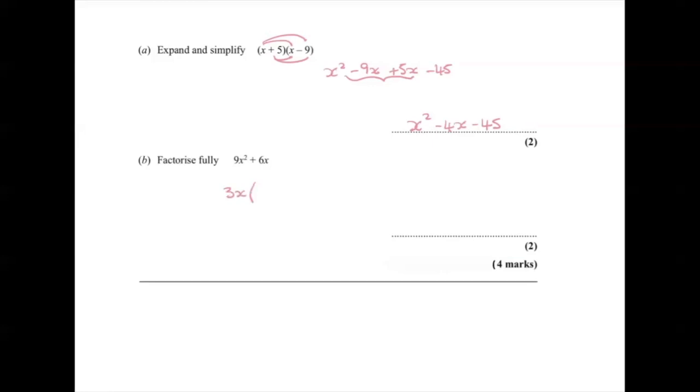And then I've got to think, what do I multiply 3 by to make 9? Well, that's 3. I want to make x squared, so I need an extra x in there as well. And I want to make 6x. So 3 times 2 is the 6. And the x I've already got on the outside, so I don't need to rewrite another one inside the bracket. So 3x bracket 3x plus 2 is the final answer.